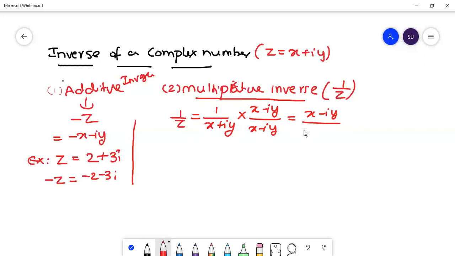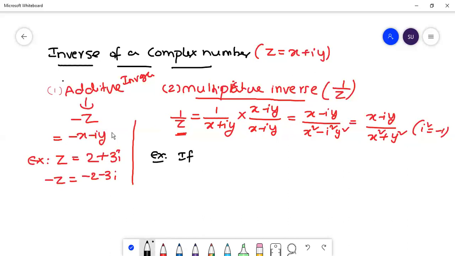What is a plus b into a minus b? a square minus b square, that is x square minus i square y square. But we know what is i square value? Minus 1. So x minus iy by x square plus y square, since i square is equal to minus 1. So if z is x plus iy, then 1 by z, that is multiplicative inverse, is x minus iy by x square plus y square. So you can do in this way, or you may directly write x minus iy by x square plus y square.